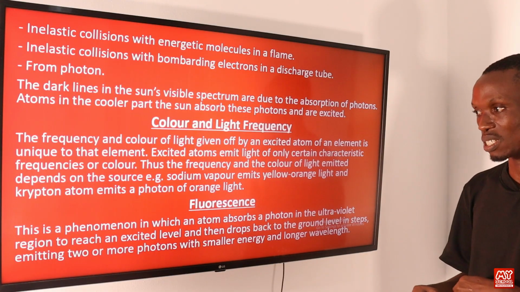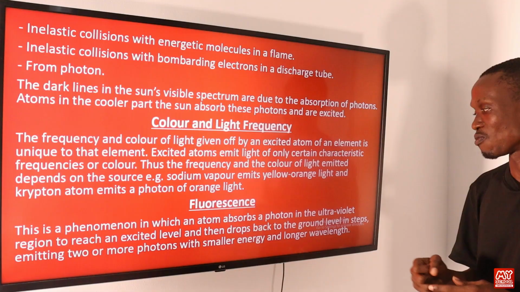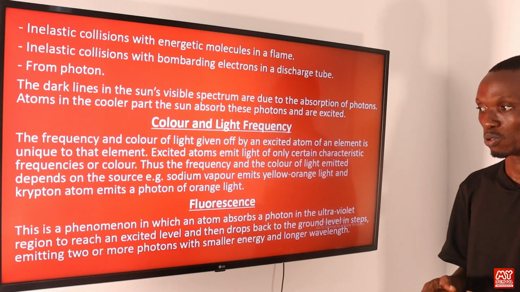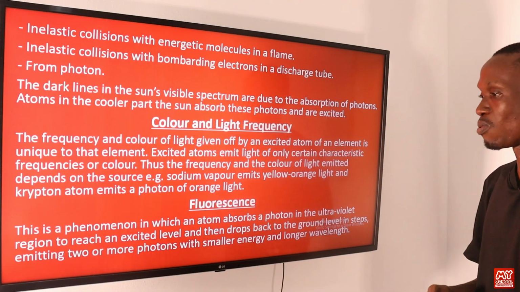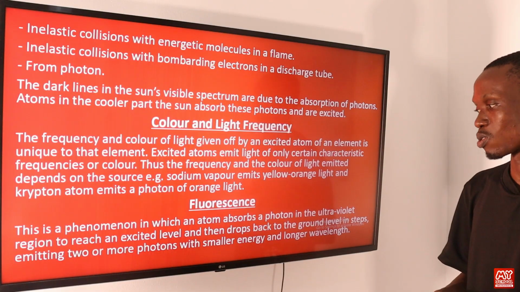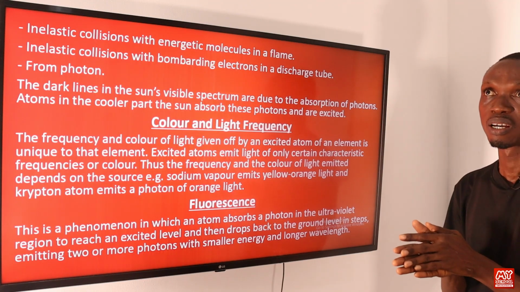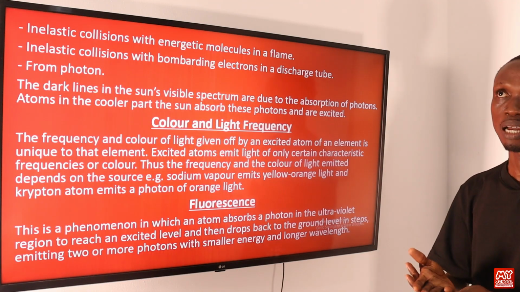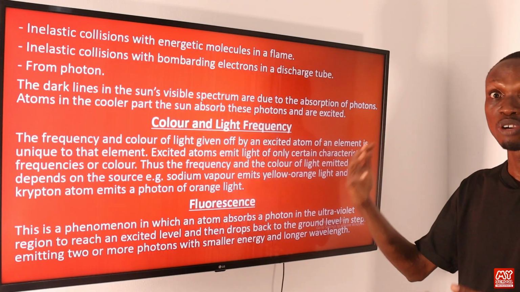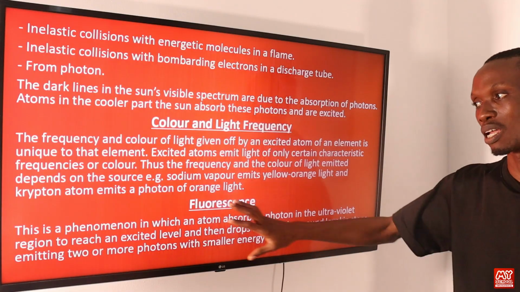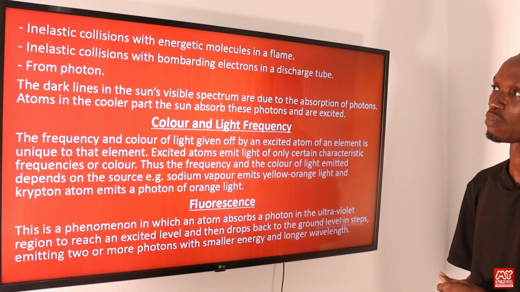Now let's talk about fluorescence. Fluorescence is a phenomenon in which an atom absorbs a photon in the ultraviolet region to reach an excited level and then drops back to the ground level in steps, emitting 2 or more photons with smaller energy or longer wavelength. Or simply you can put it as substances or materials that absorb light at a certain frequency and almost immediately re-emit it at a longer frequency. Basically, that is what fluorescence means. So let's move to the next slide.